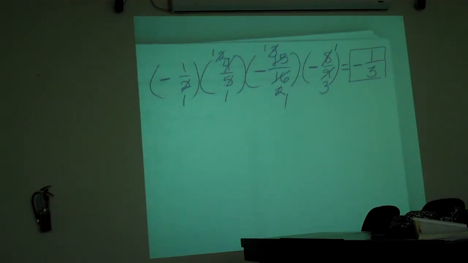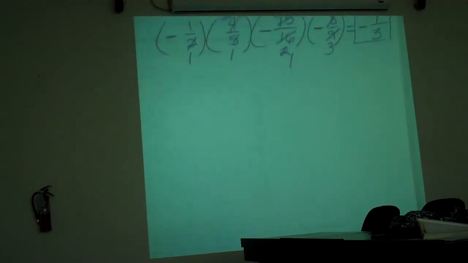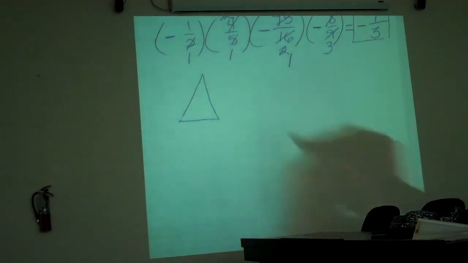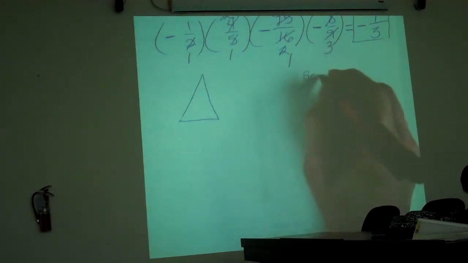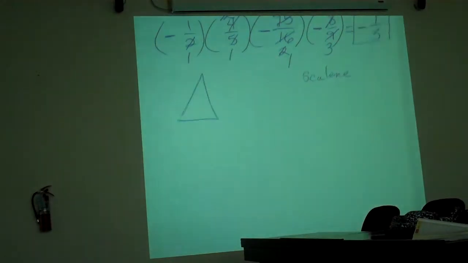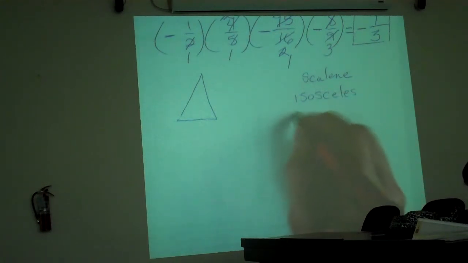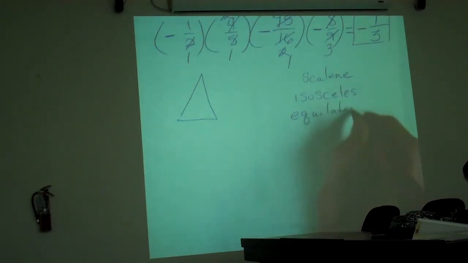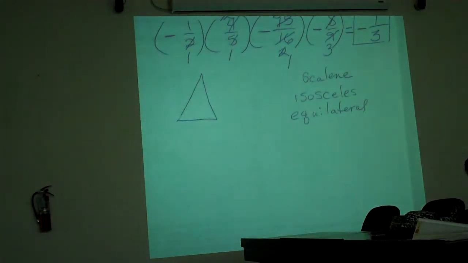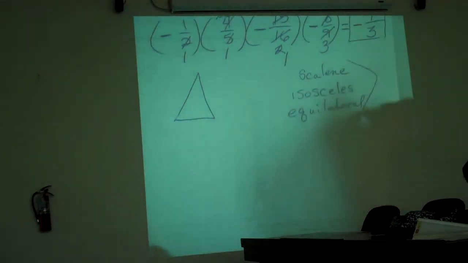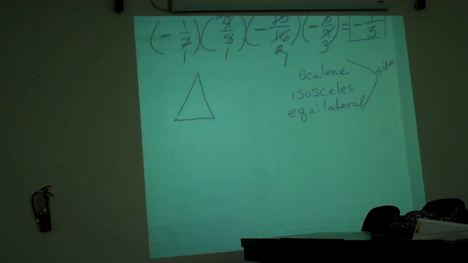You know what, on your skills maintenance, it has some triangles and stuff that you have to actually read to find it out. I'm going to go ahead and tell you some of the triangles. One of the triangles is scalene and isosceles and equilateral. This is according to the sides. Scalene are all different.